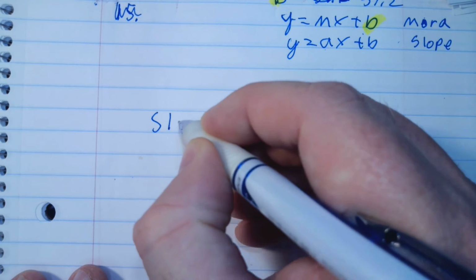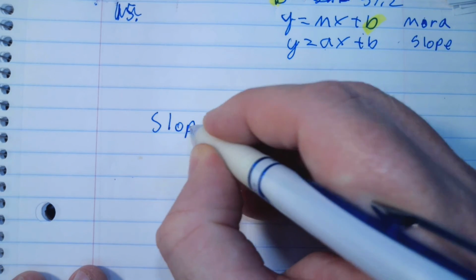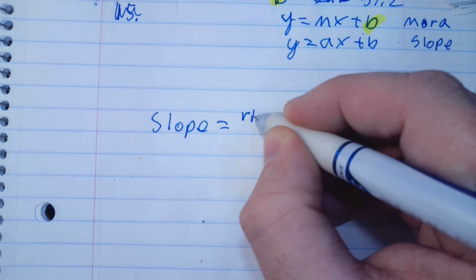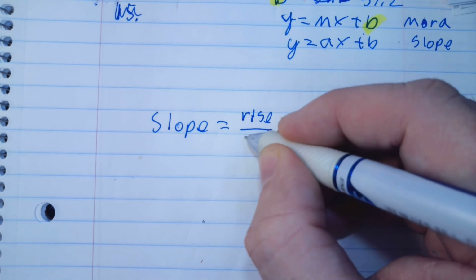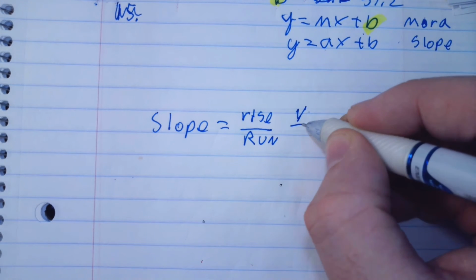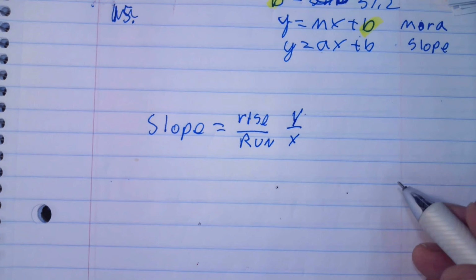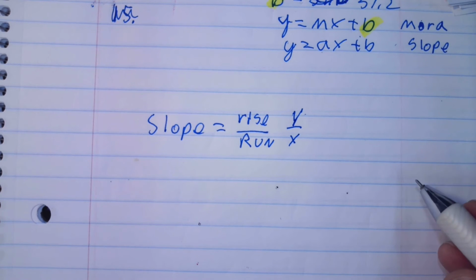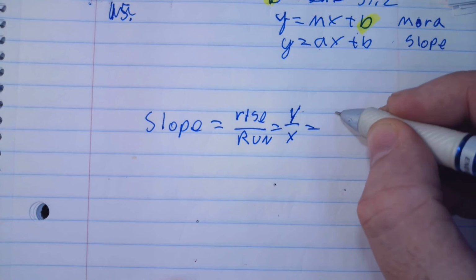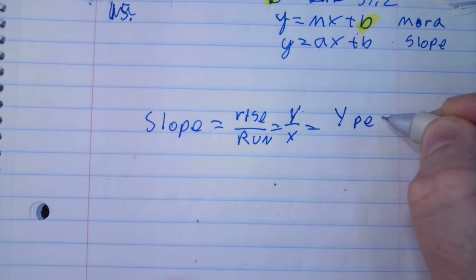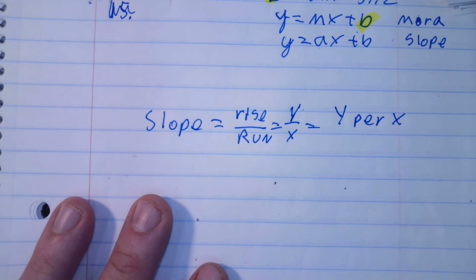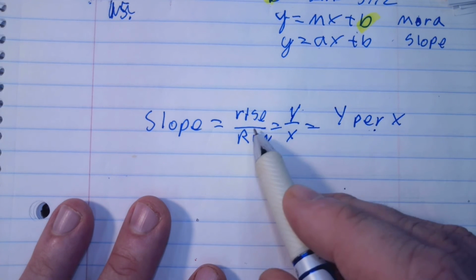Slope means something. We know slope is what? Rise over what? Run. Rise over run. Or y over x. But we need to write it in words. So the most simple way I can write this is going to be y per x. Okay? Per is a word that basically means to divide.